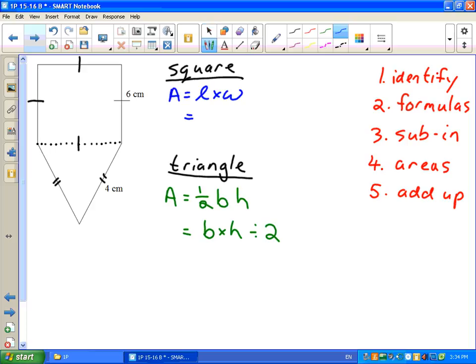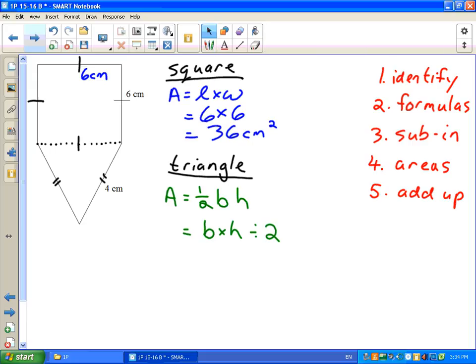And let's start working on putting in the numbers here. So let's go back up to the square. I need length times width. Well, these tick marks again tell me that all of these sides are the same length. So I know that my length is going to be 6 times 6. Length times width is 6 times 6. So my area is going to be 36 centimeters squared. So we've got our square done. Now let's look at our triangle.